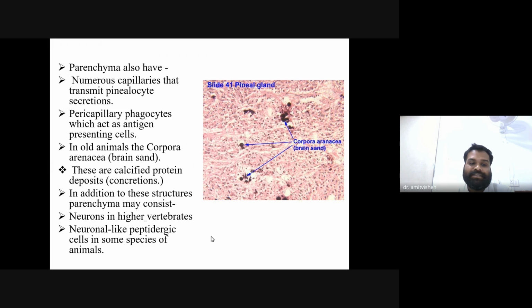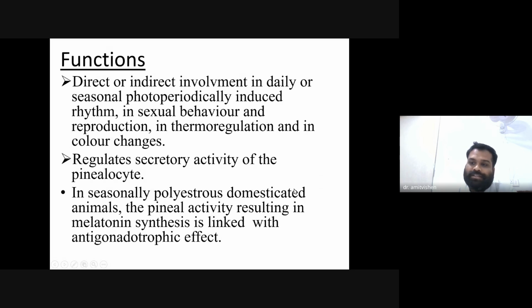You know very well from your first year of BVSc that the pineal gland is directly or indirectly involved in the daily or seasonal photoperiodically induced rhythm in sexual reproduction, in sexual behavior, in thermoregulation, and in color changes. It also regulates the secretory activity of the pinealocytes.